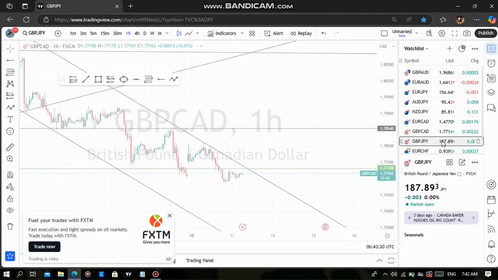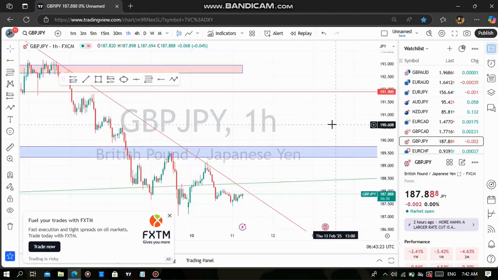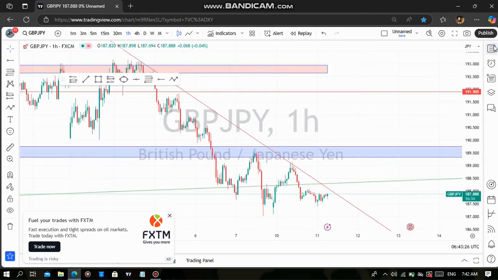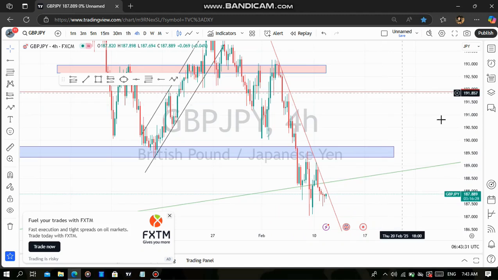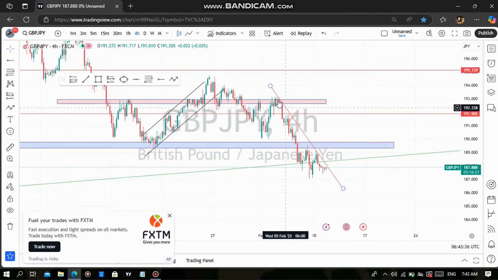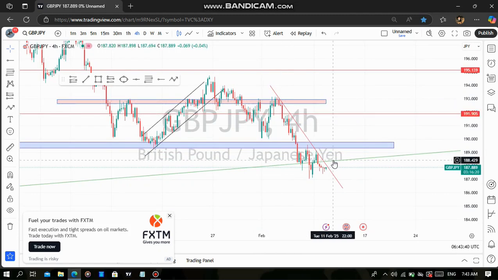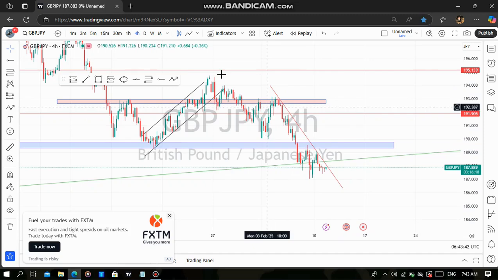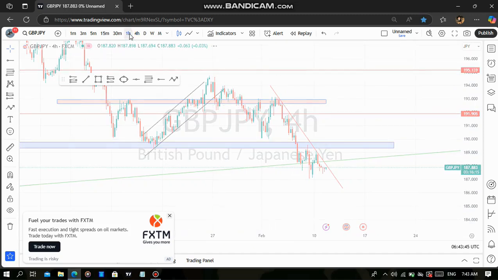GBP JPY. GBP JPY, okay, the JPYs are very similar. If you analyze through all the JPYs, almost all of them are moving in a similar way. So you can see clearly too, these markets have been bearish. That is throughout last week. And it doesn't mean it can't continue its bearish momentum this week.